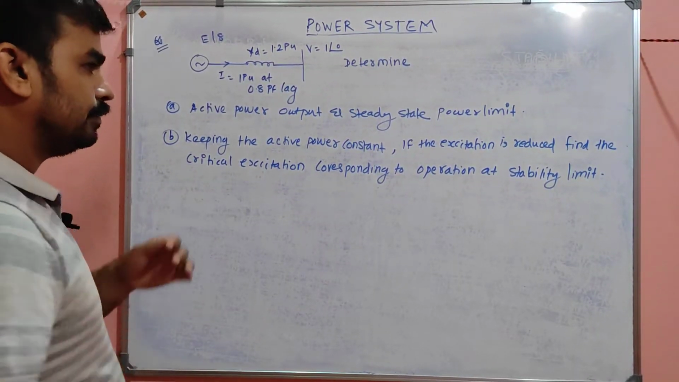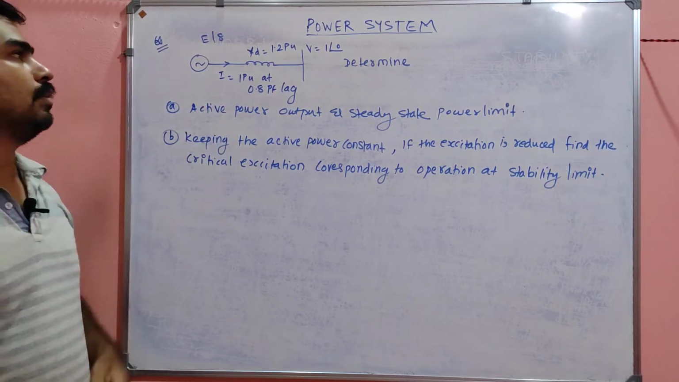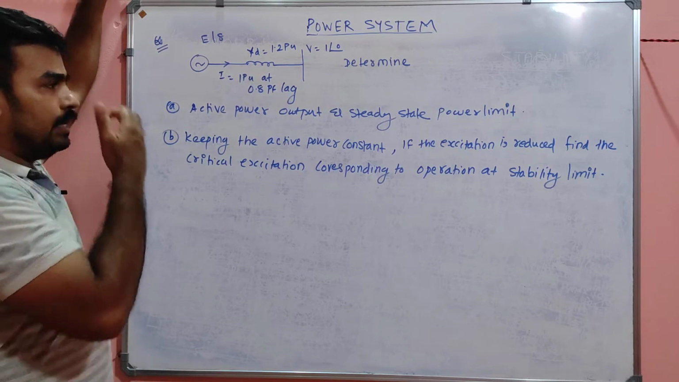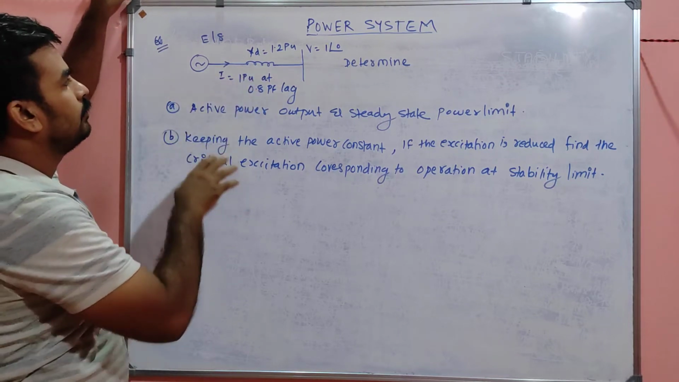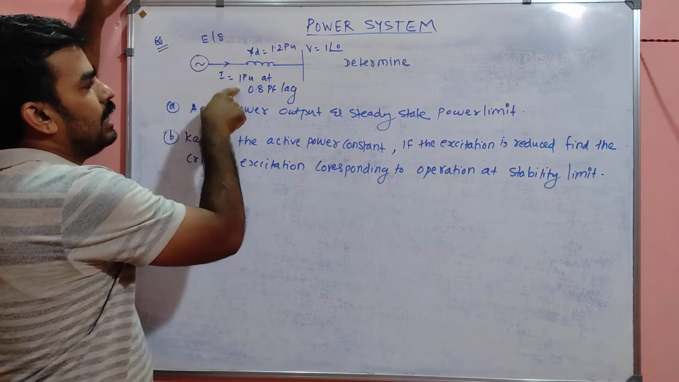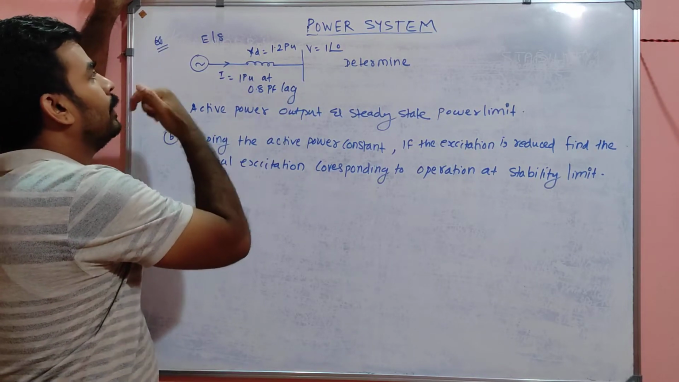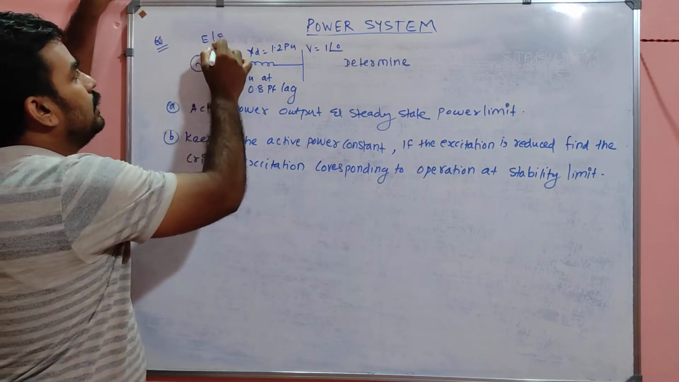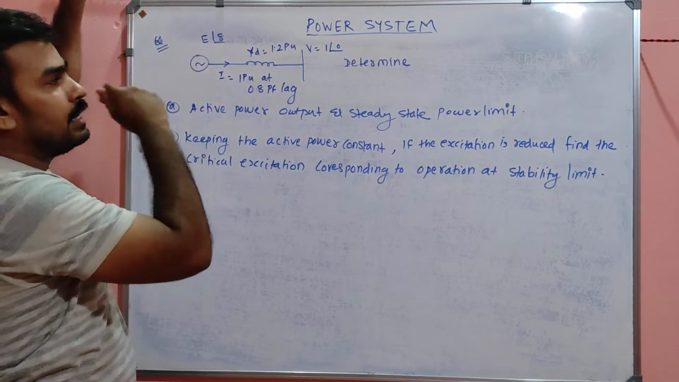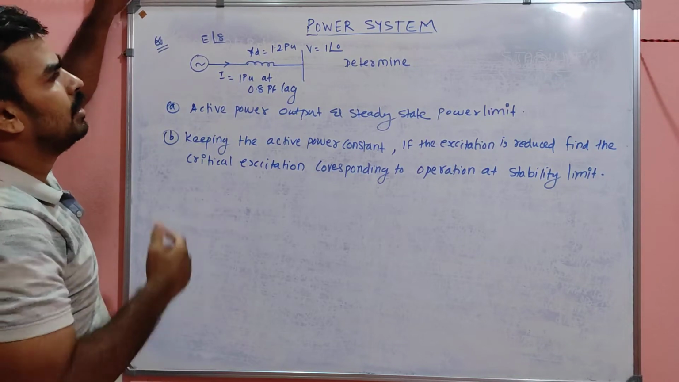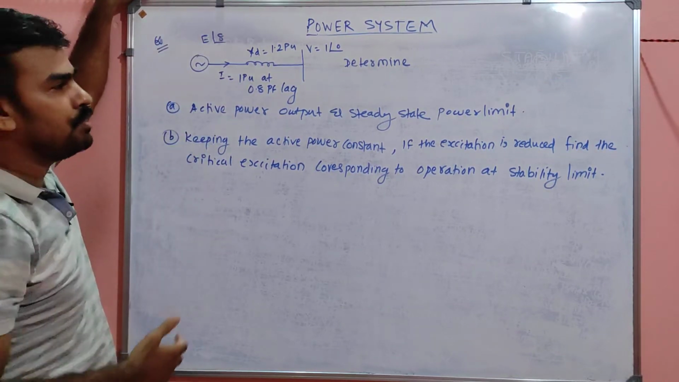Hello my dears. Listen, a question. A question is given: a simple transmission line carries a current I equal to 1 per unit at 0.8 power factor lag, E angle delta is the sending end voltage, and V equal to 1 angle 0 is the receiving end voltage. This is all in per unit quantity.